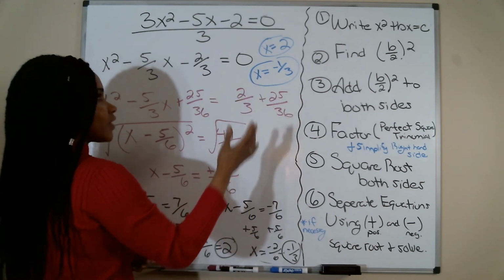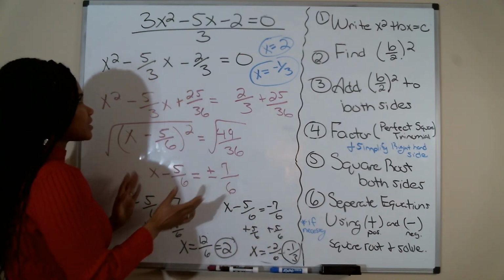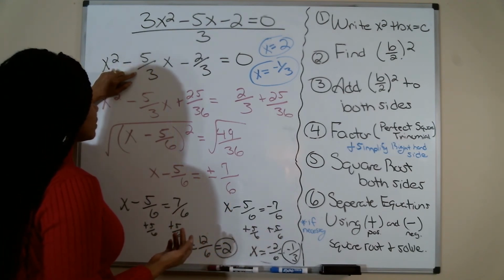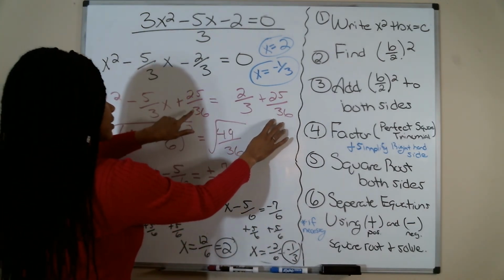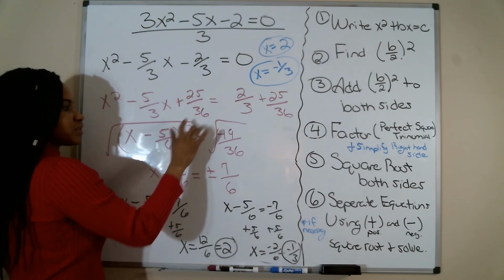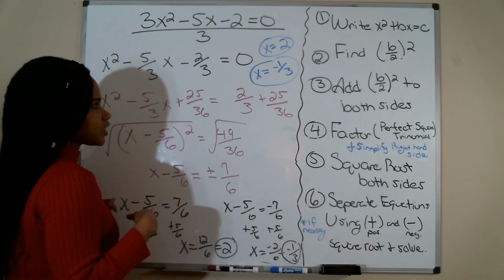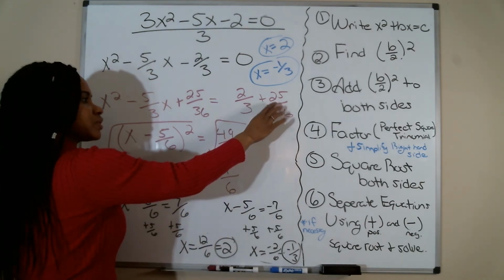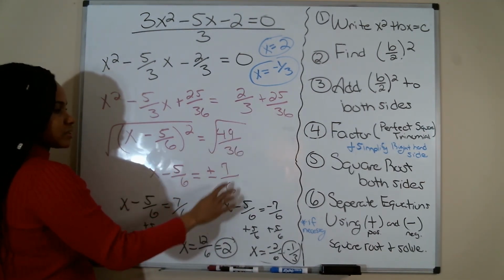All right. And then I have to find this b over 2 squared. So I had to erase the work because I ran out of space. But if you multiply negative 5/3 times 1/2, you end up with 5/6, and squared, you end up with 25 over 36. So that is your b over 2 squared, and again, I had to erase the work. Take the square root, so the square root of 25 over 36 is 5/6. Again, here I had to find my least common denominator, and I changed that to, I think, 24 over 36, yeah. So 24 plus 25 is 49, and I'm left with 49 over 36. Square root of 49 is 7, square root of 36 is 6.